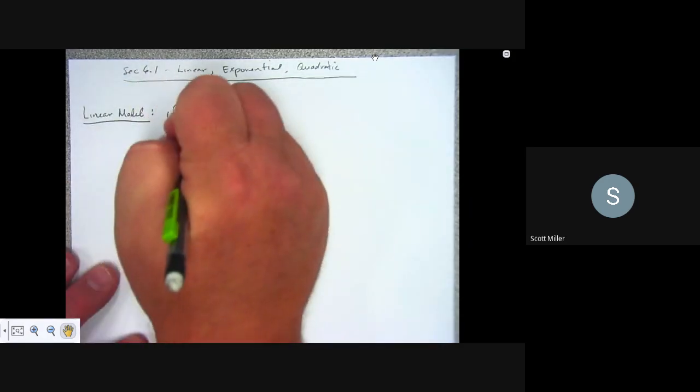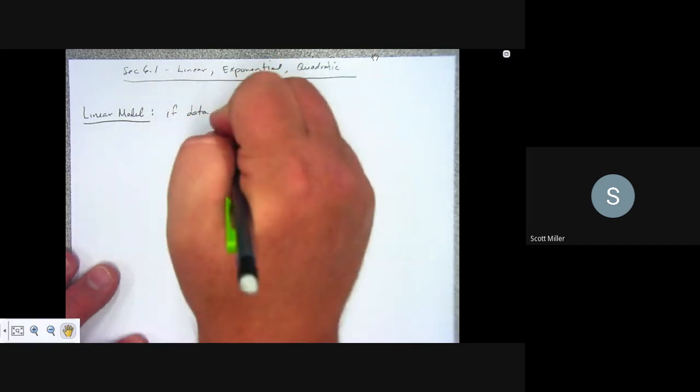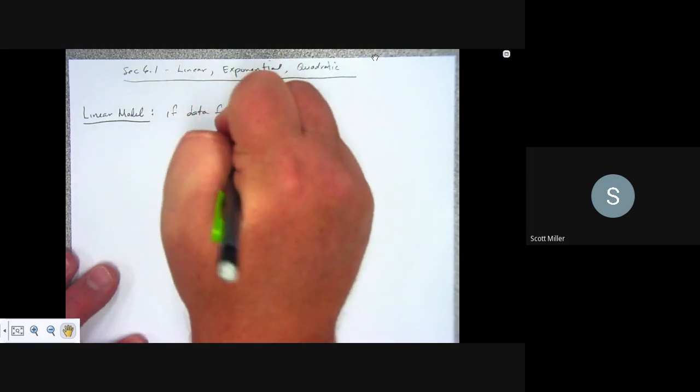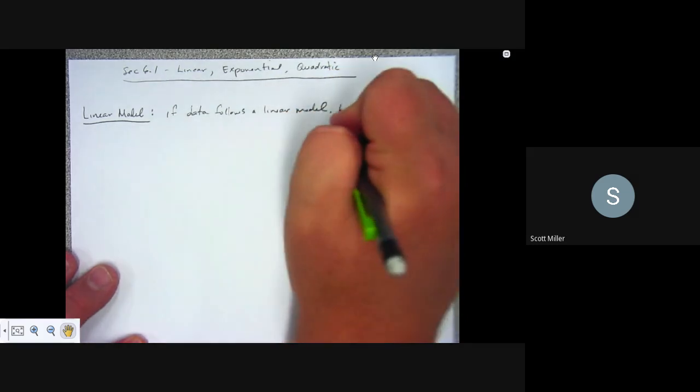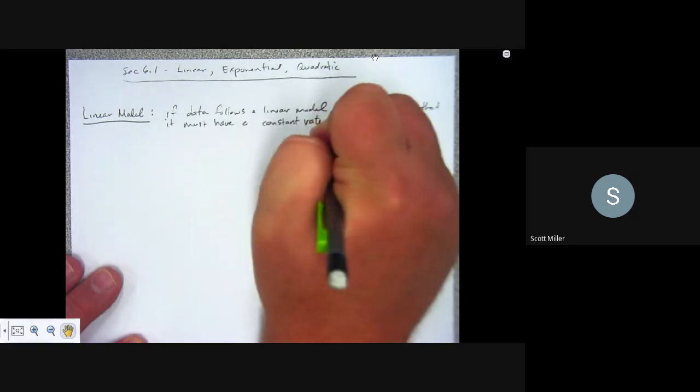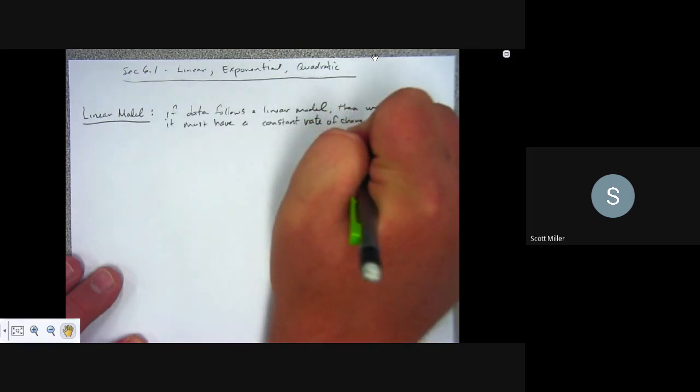So what do we know? If the data follows a linear model, what can I say? What do I know? Then we know that it must have a constant rate of change. A constant rate of change.